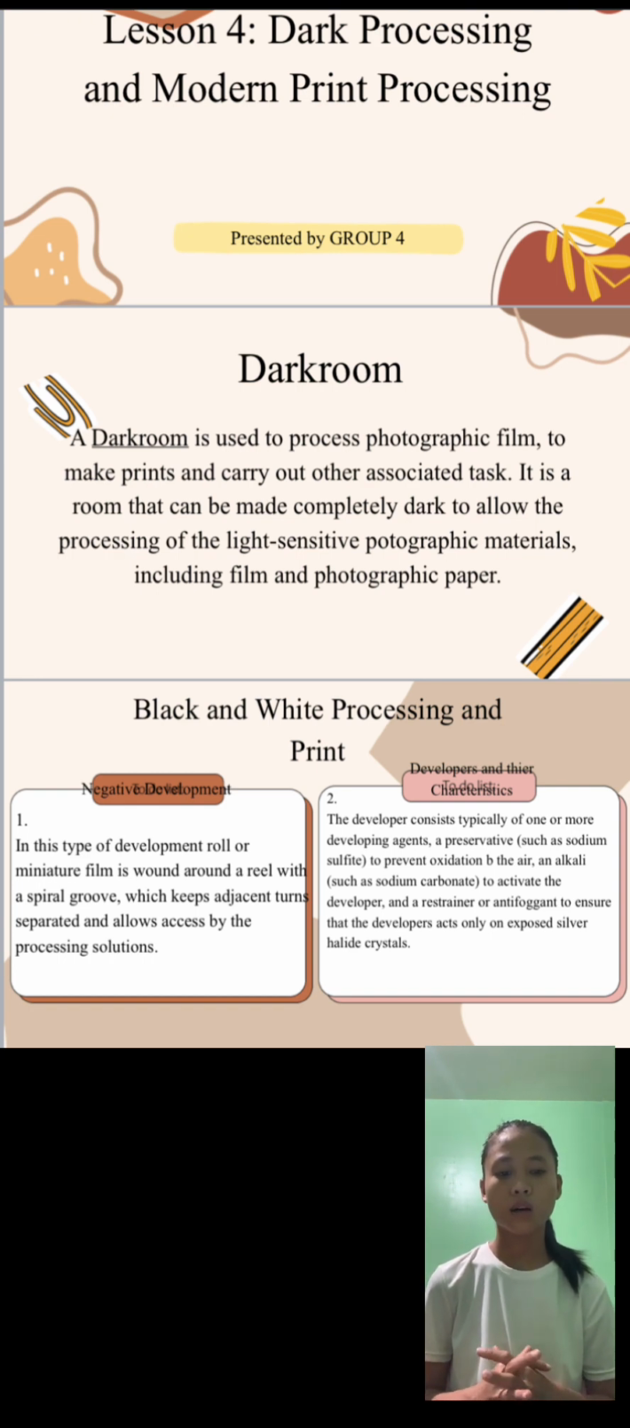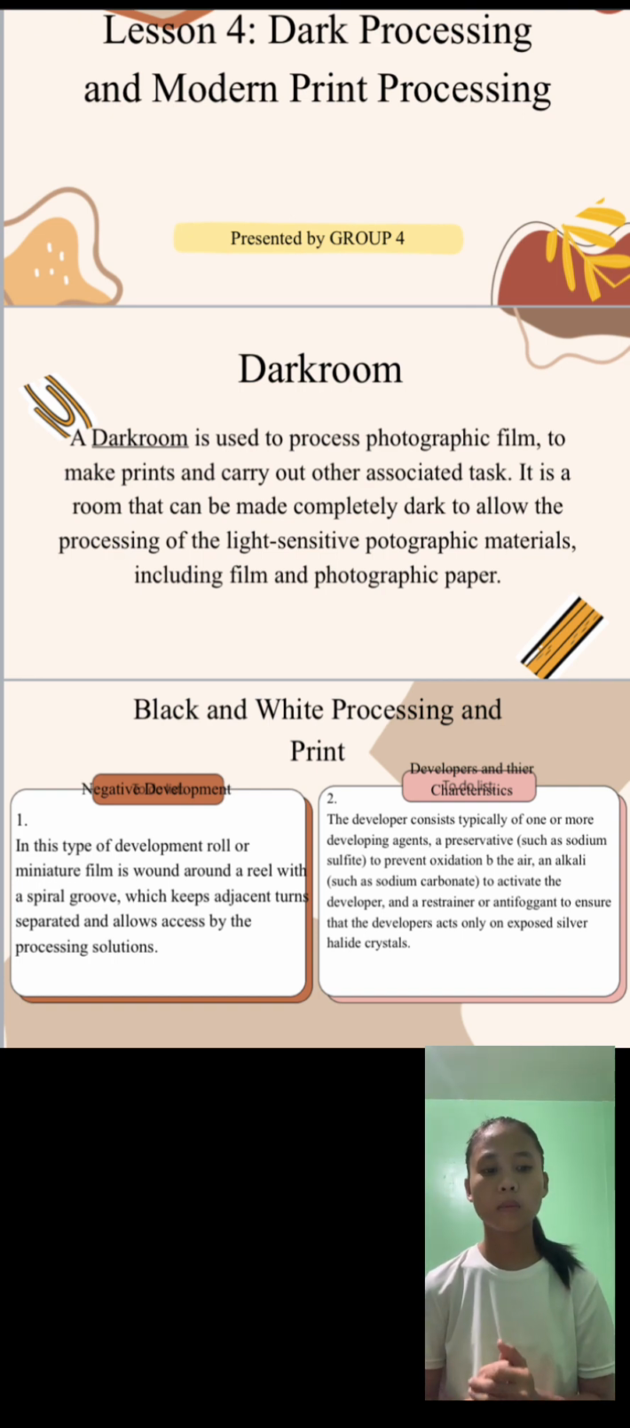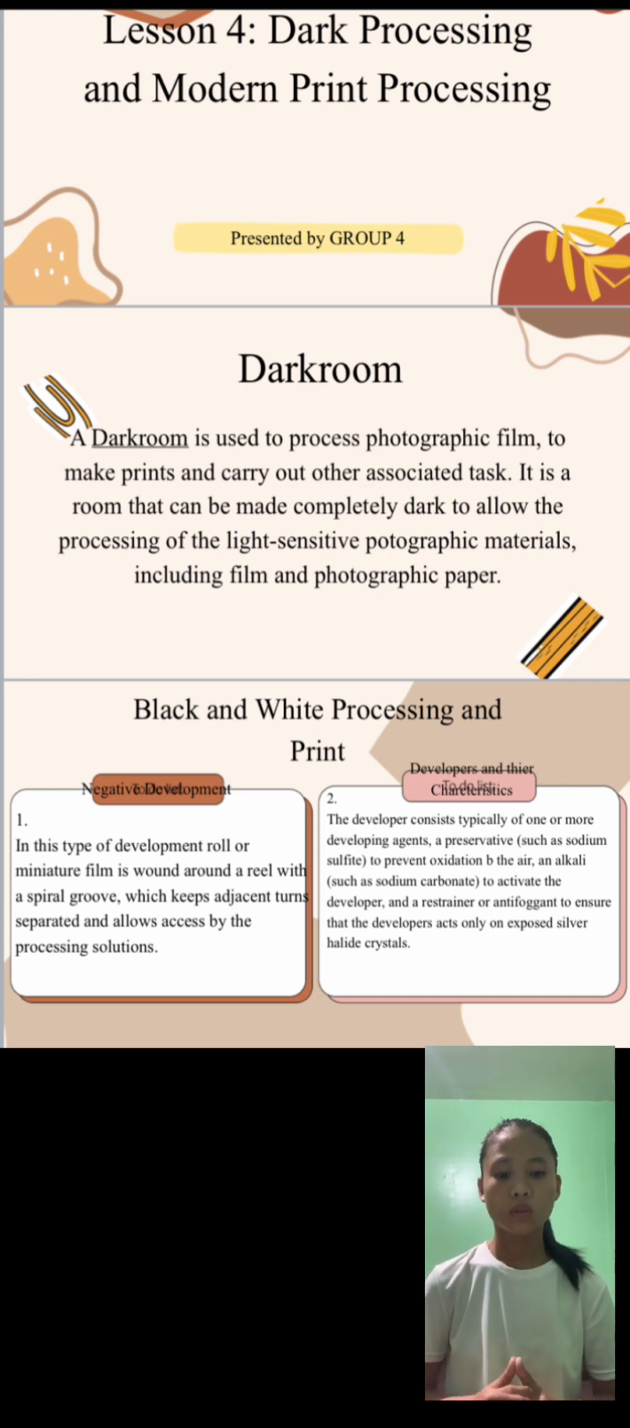So, we have black and white processing and printing. So, we have negative development. Negative development in printing is a type of development where roll or miniature film is wound around a reel with a spiral groove, which keeps adjacent turns separated and allows access by the processing solution. Once the tank is loaded in the dark, processing takes place in normal light.